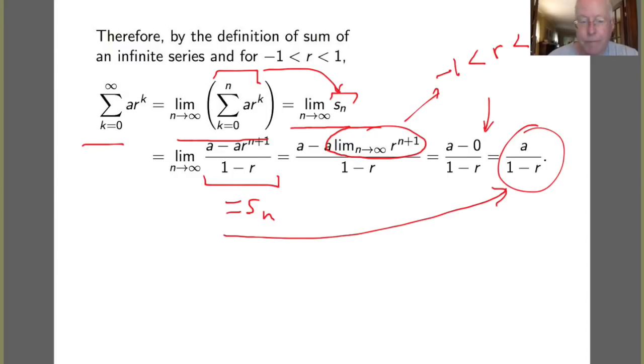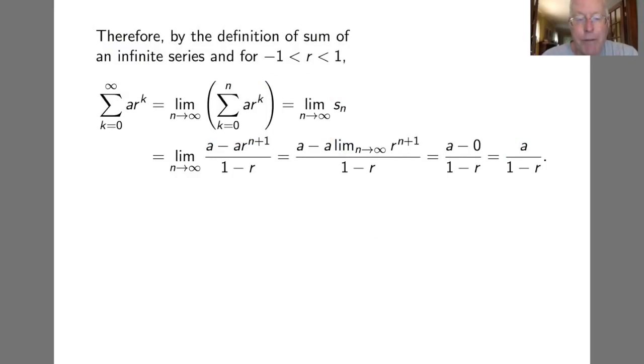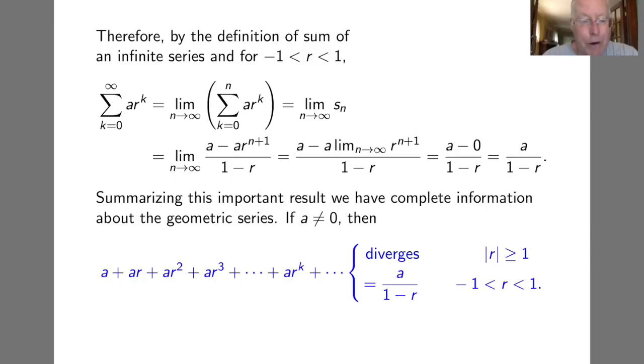So summarizing, we have the following: if a is not 0, then a plus ar plus ar squared plus ar cubed, etc., that is, the geometric series, diverges if the absolute value of r is bigger than 1, and it converges to a over 1 minus r, provided minus 1 is less than r less than 1. We're going to use this a lot, so please commit it to memory and think about how you're going to recognize geometric series when they occur in some different forms. We'll finish with a couple of examples to see what these things might look like.